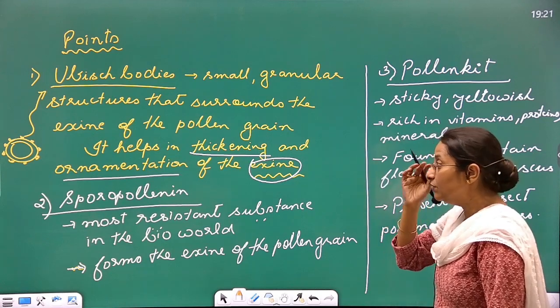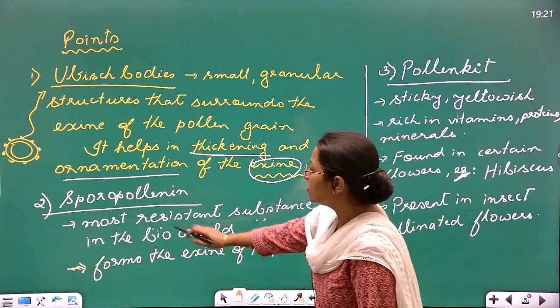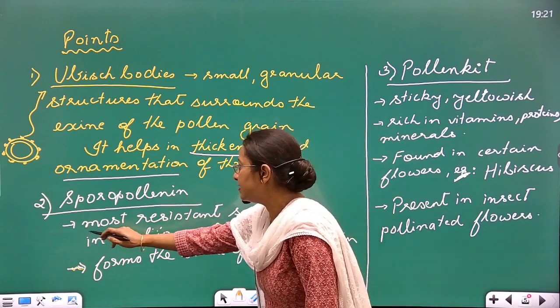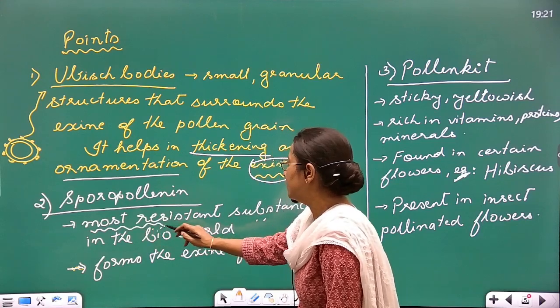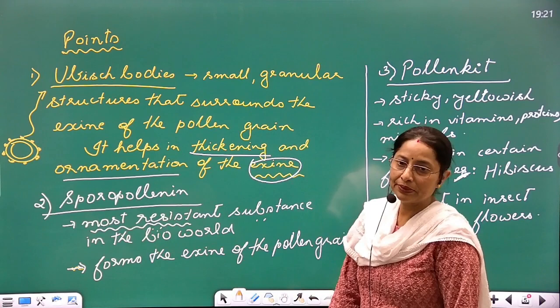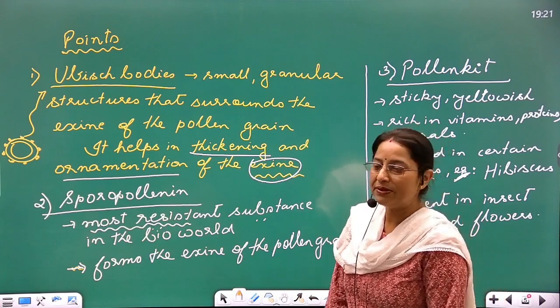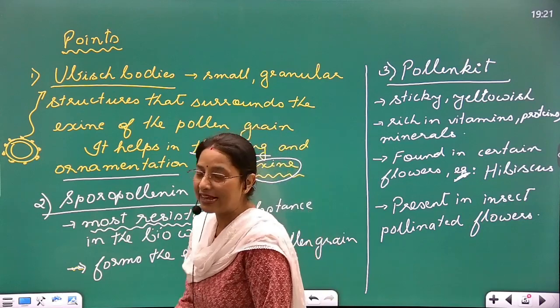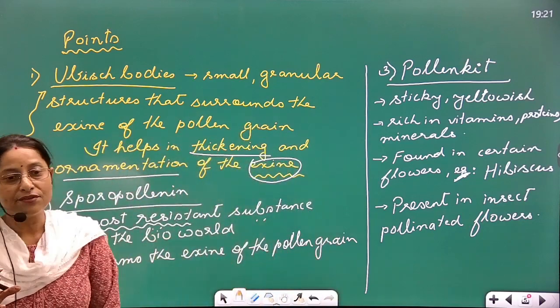I think it's understood. Next, we are talking about another substance that is considered most resistant. Resistant means resistance against what? Maybe resistance against diseases, resistance against germs, right?